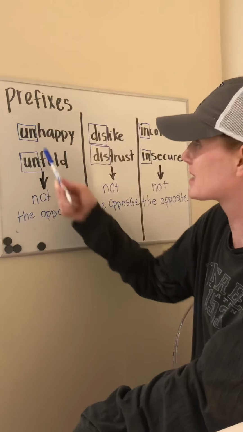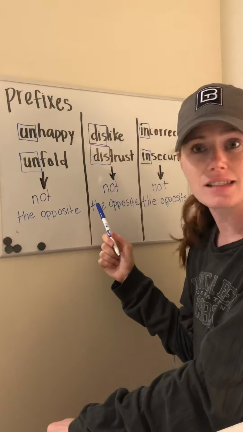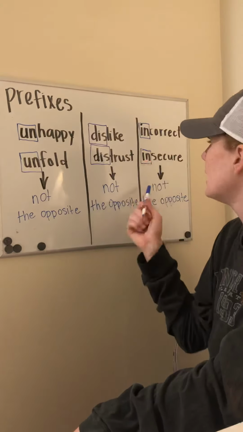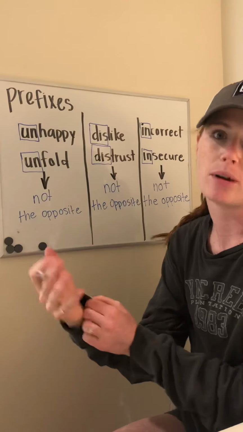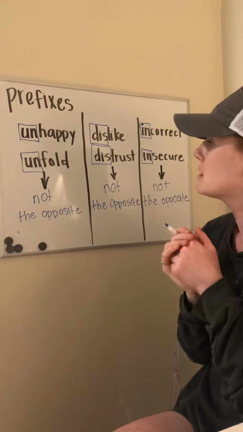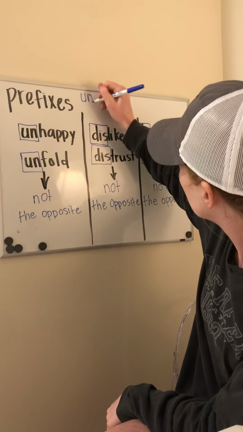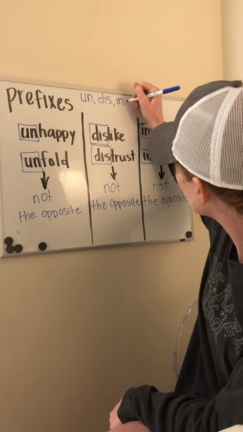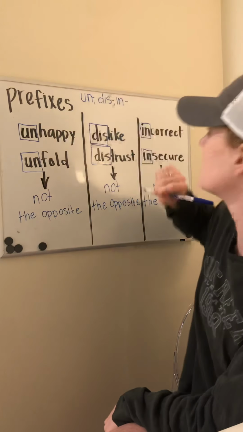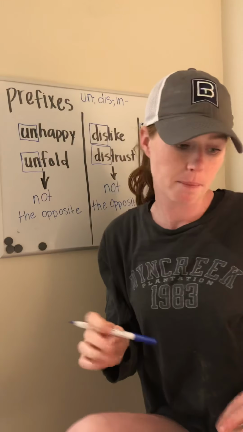Look at all these meanings. Un, not, the opposite. Dis, not, the opposite. In, not, the opposite. So all these prefixes mean the same thing when put with a root word. So we need to realize that un, dis, and in are all prefixes that make the word change to mean not or the opposite of, okay?